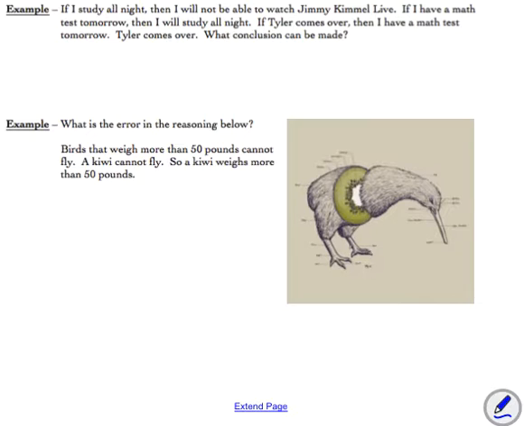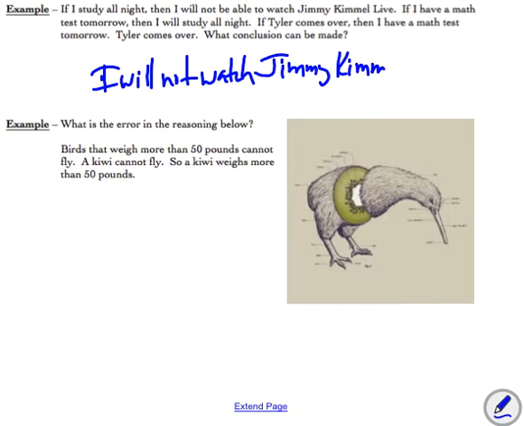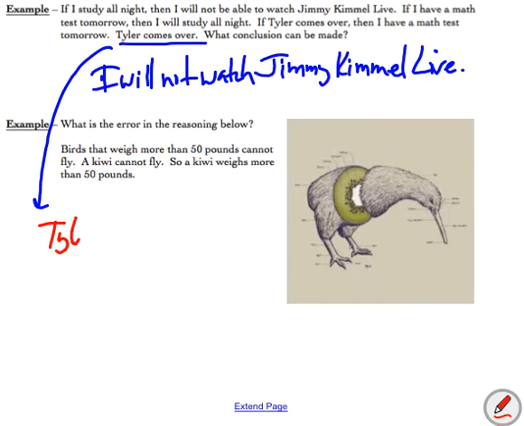All right, so hopefully you paused it and had a chance to think. The answer to this is essentially that I will not be watching Jimmy Kimmel Live. This is a little bit of a combination of both of those previous laws that we talked about. I might just write this down here instead. Sorry, I'm all over the place with this one. But Tyler comes over. Let's track the logic of this.